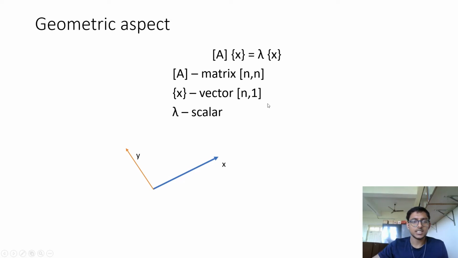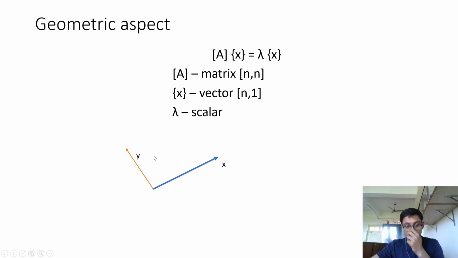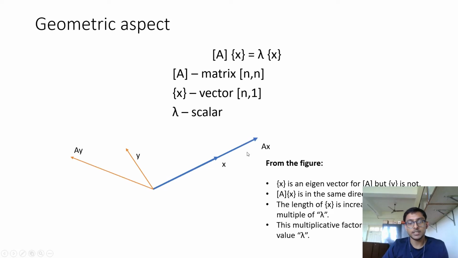Let's understand this geometrically. Say we have two vectors, vector x and vector y. We perform this matrix multiplication on both vectors. The resultant Ay is in some other direction, whereas Ax is just an elongated or shortened version of x, parallel to x. So in this case, x is an eigenvector for matrix A, whereas y is not an eigenvector for the matrix A.